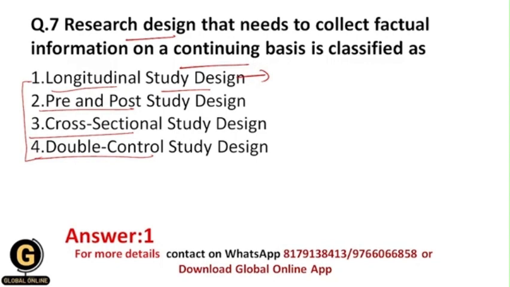In the pre and post study design, measurements are taken before and after treatments, and that's why it is called the pre and post study design. Cross sectional study design is the one in which a researcher takes information from lots of participants at one period of time. In the double control study design, there are two control groups and one experimental group, and that's why it is called the double control study design. The correct answer is 1, that is longitudinal study design.